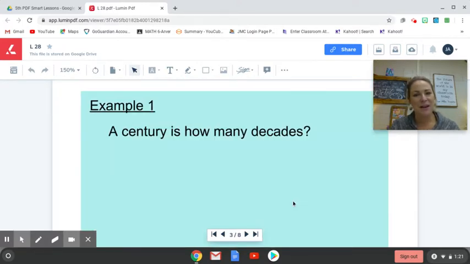This first example here, a century is how many decades? So a century, decades, these are 2 vocabulary words. I was going to say pause this video and solve, but there's nothing you really need to solve on paper here. 10 years are in a decade, and I know that 10 decades are in a century. A century is 100 years. So 10 decades in a century. The answer is 10.